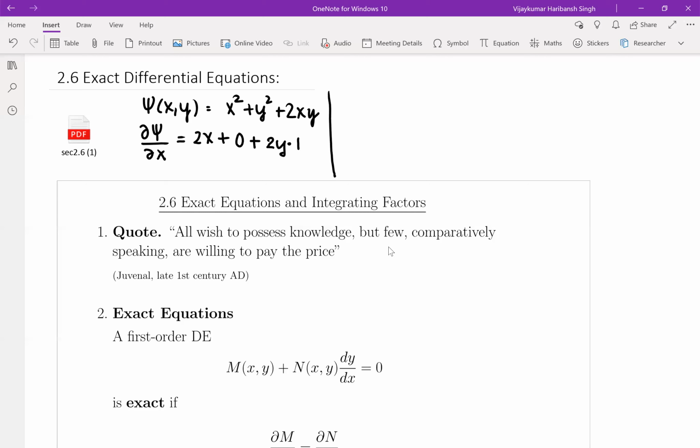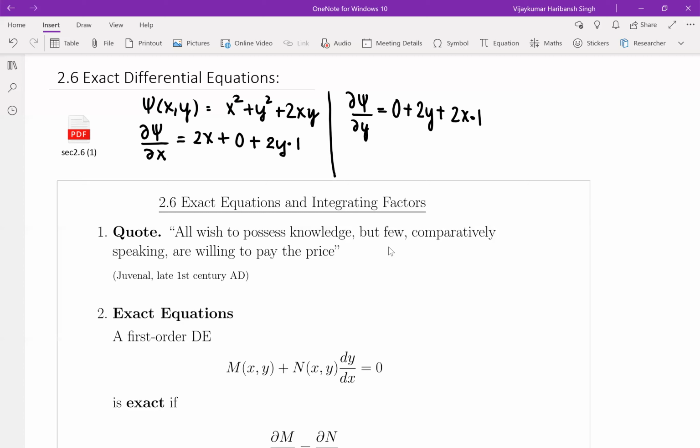Similarly, we can talk about the partial derivative of phi with respect to y. In this case, x will be considered as a constant. So the first part is 0, then the derivative of y square with respect to y is 2y. And similar to the previous one, here 2x is a constant which will come out, and the derivative of y is 1. So these are the partial derivatives.